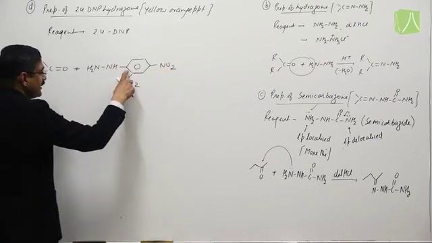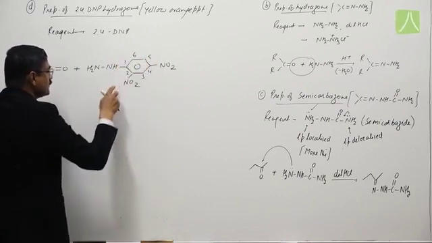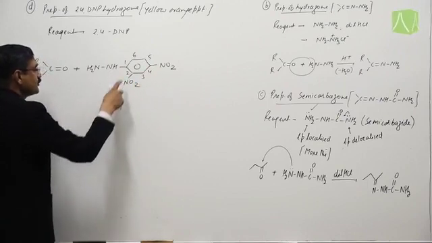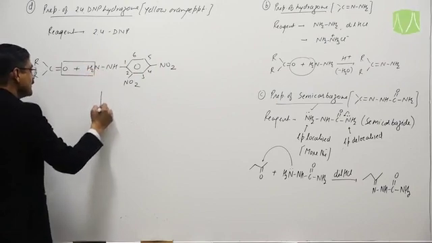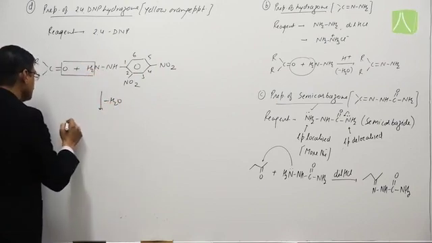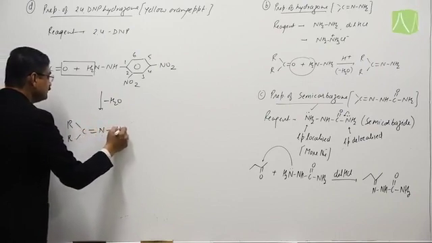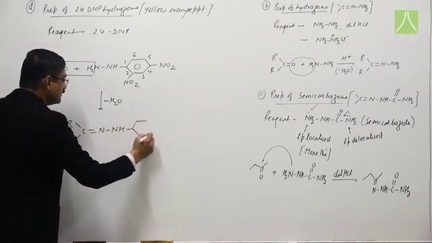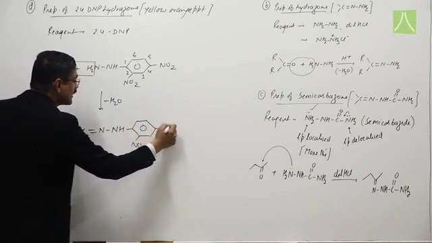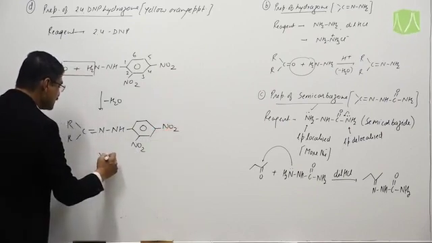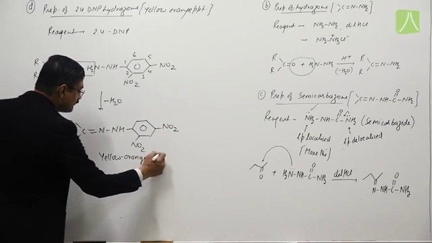This is the phenyl group. Numbering is like this. So you can say 2,4-dinitrophenyl hydrazine. After the complete reaction, water is eliminated and a yellow-orange precipitate is obtained. This is generally used as a lab test of carbonyl compounds. So this is the yellow-orange precipitate of hydrazone.